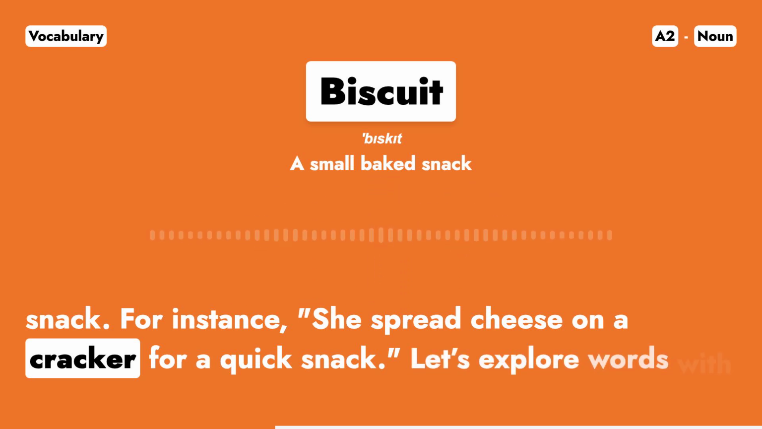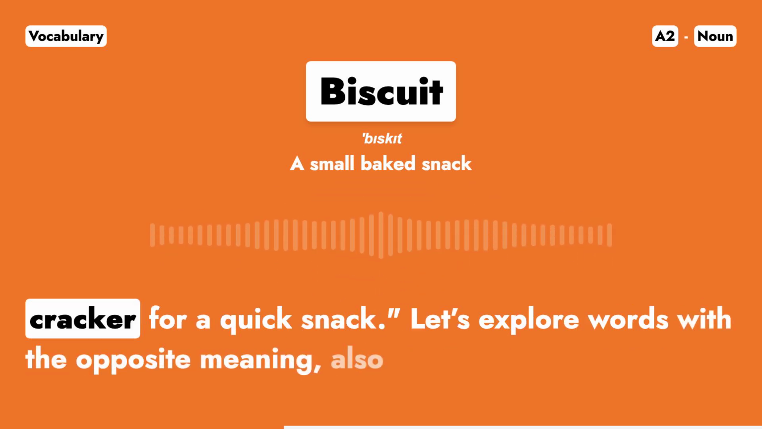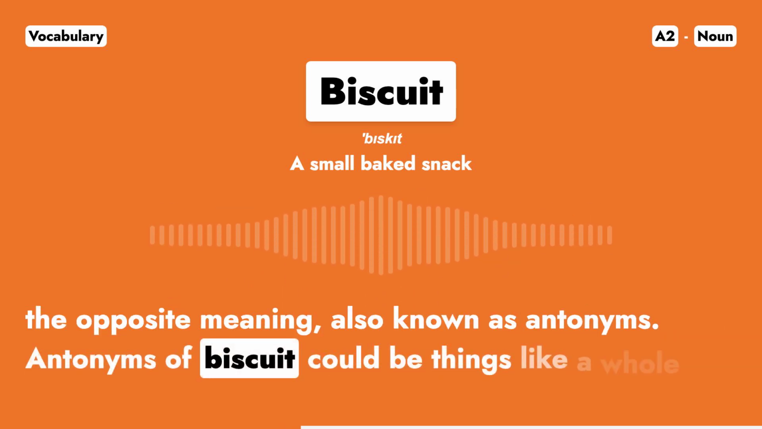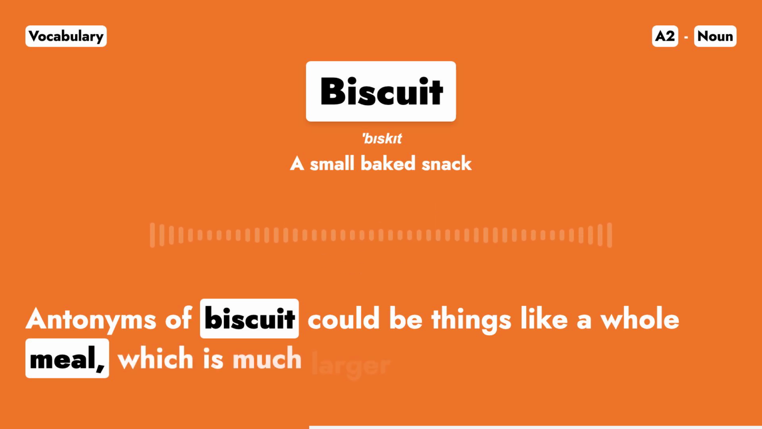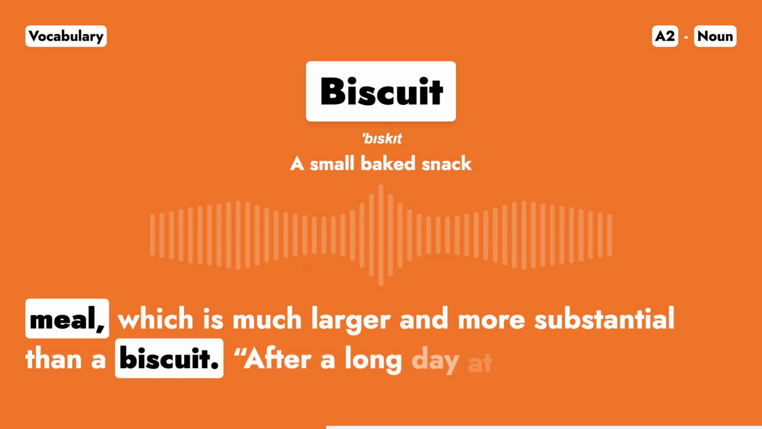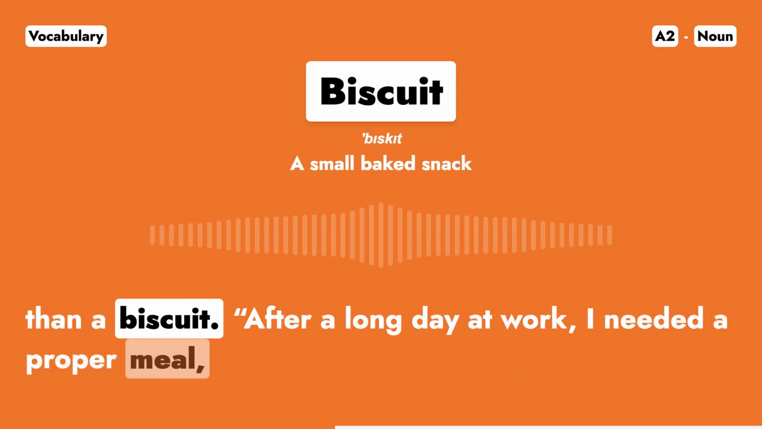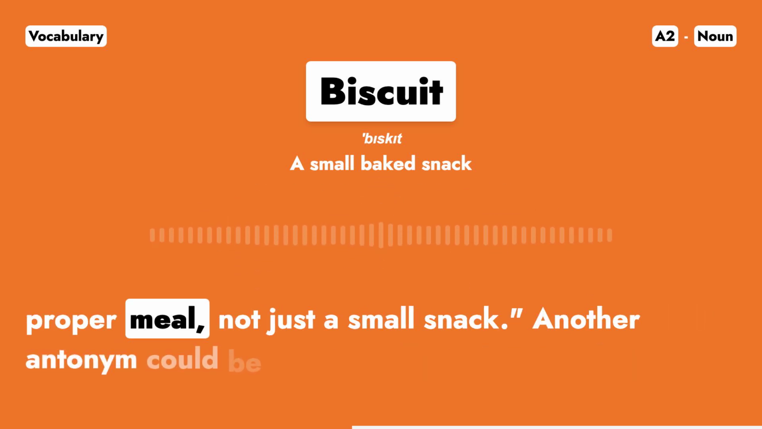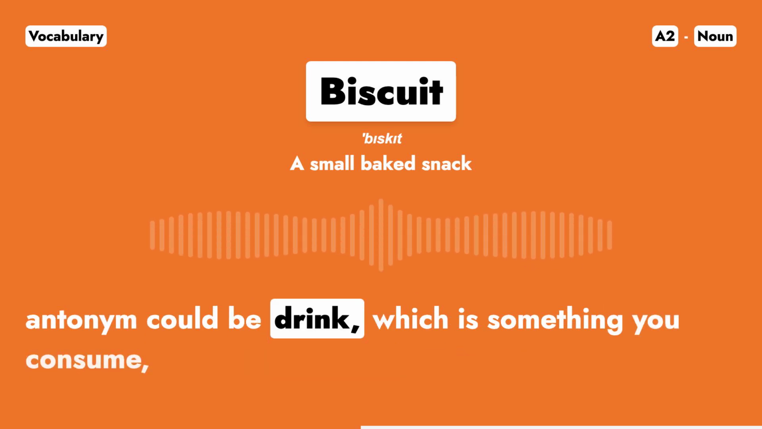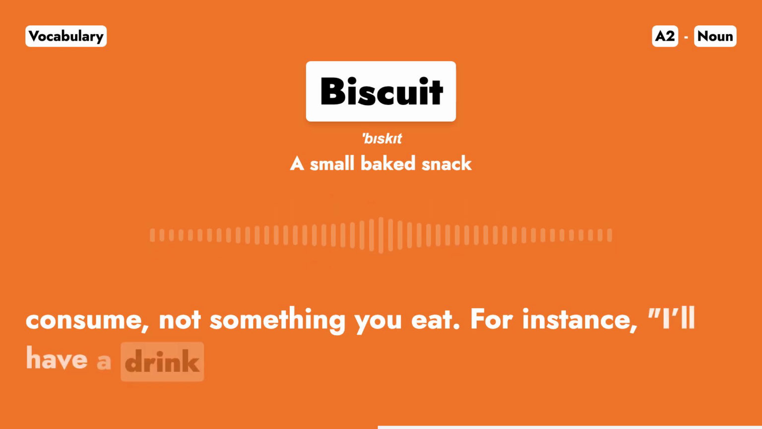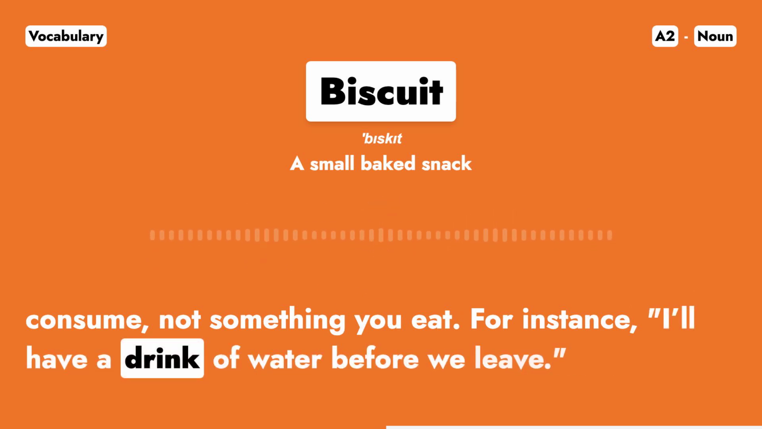Let's explore words with the opposite meaning, also known as antonyms. Antonyms of biscuit could be things like a whole meal, which is much larger and more substantial than a biscuit. After a long day at work, I needed a proper meal, not just a small snack. Another antonym could be drink, which is something you consume, not something you eat. For instance, I'll have a drink of water before we leave.